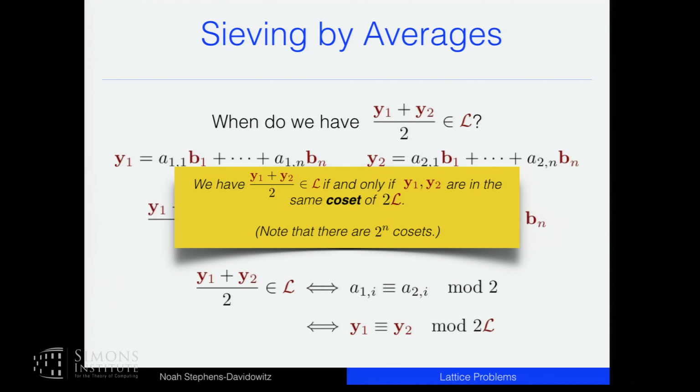And just to hammer the point home, what I'm saying here is that the average of two lattice vectors lands in the lattice if and only if y1 and y2 lie in the same coset of twice the lattice. And there are 2 to the n cosets. That's where the running time of the algorithm comes from, so it's kind of an important number here. And the 2 to the n comes from the fact that there are 2 to the n parity vectors.